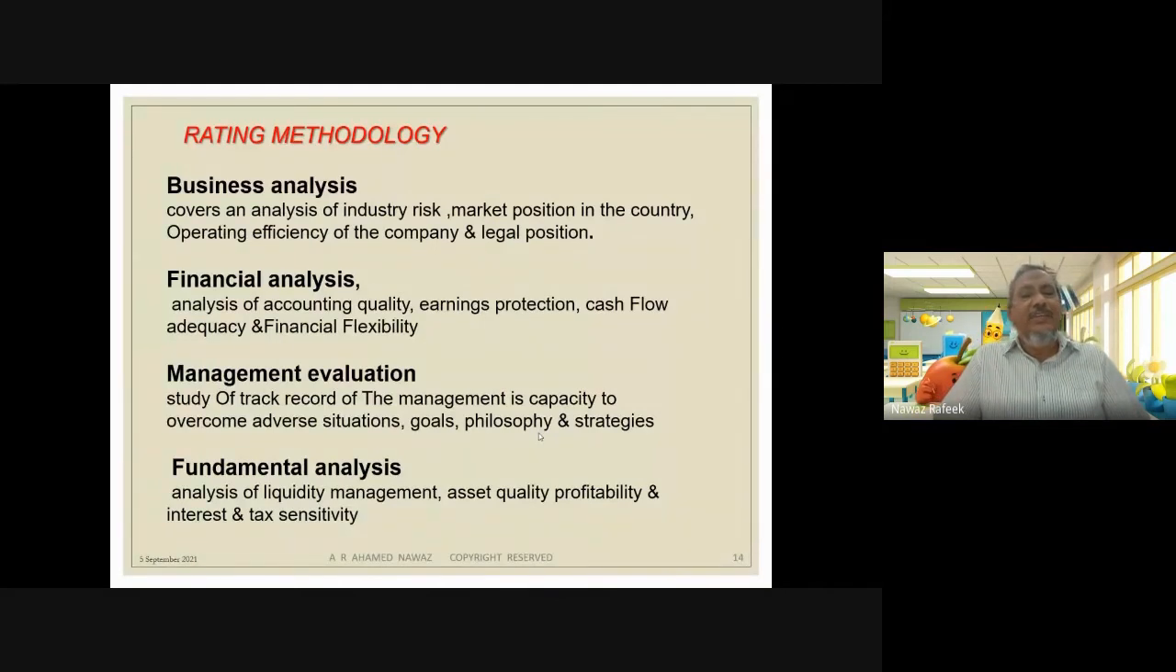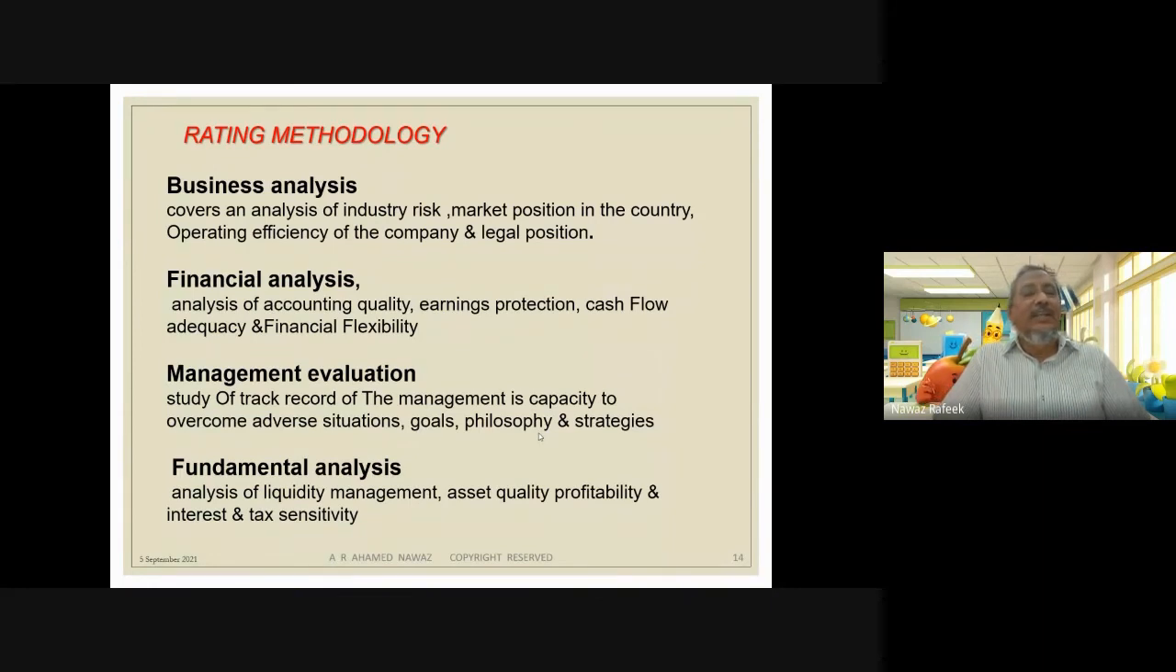Then operating efficiency of the company. How well the company is doing operations. All the ratios will be taken into consideration. Cost ratios, efficiency ratios, and profitability ratios will be analyzed carefully over a period of time, and the rating agency will give the rating. And the legal position. What is the legal position of the business? That is the business analysis.